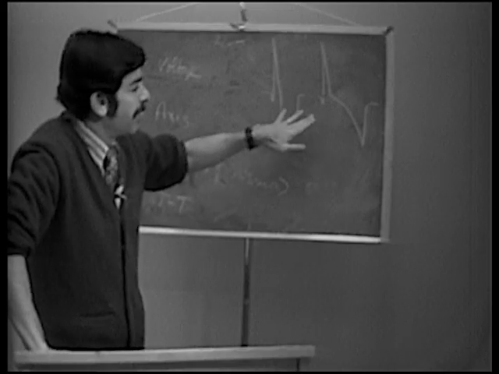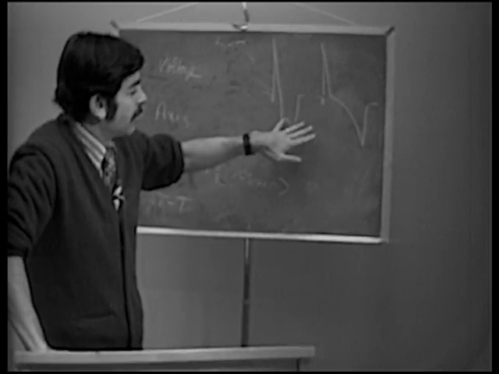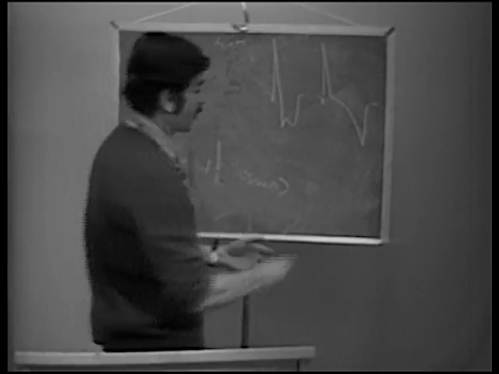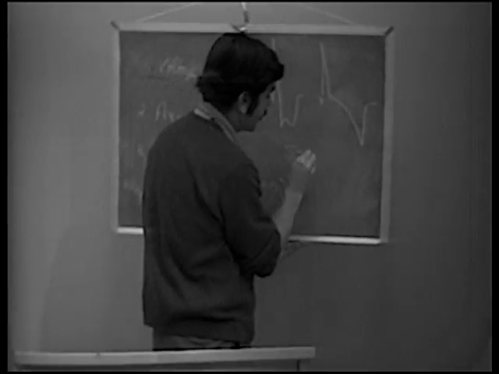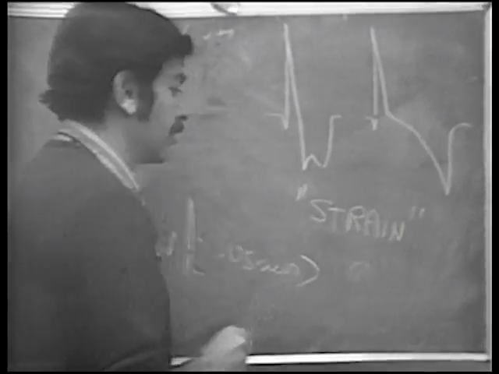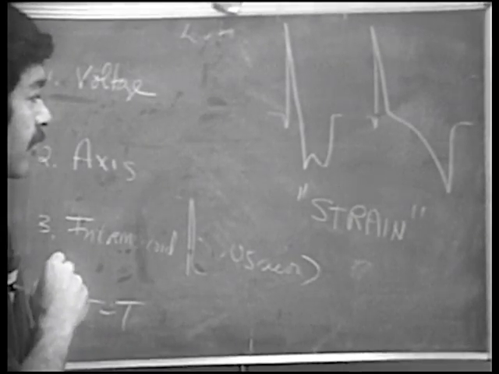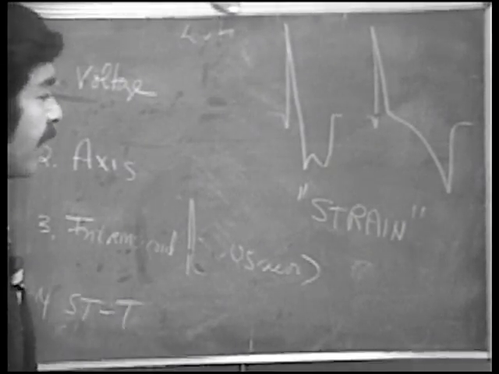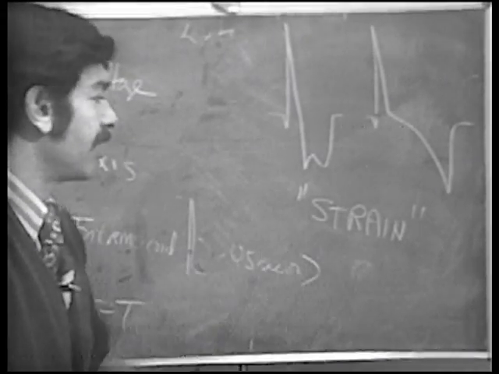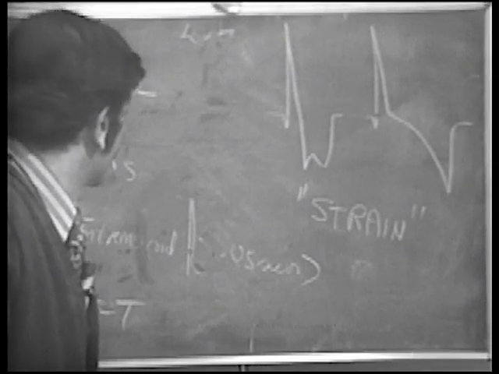Now, some people, when they see this in association with left ventricular hypertrophy, like to call this strain pattern. This is what people call strain pattern. There are a lot of people that don't like that term. It's hard to define exactly what that means, but I would think that strain means relative ischemia.